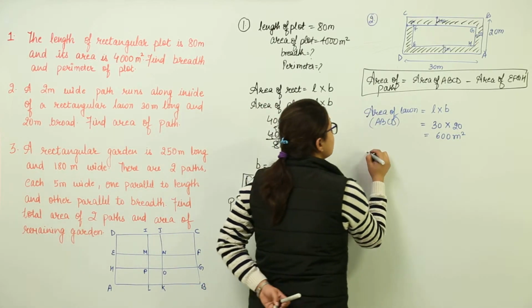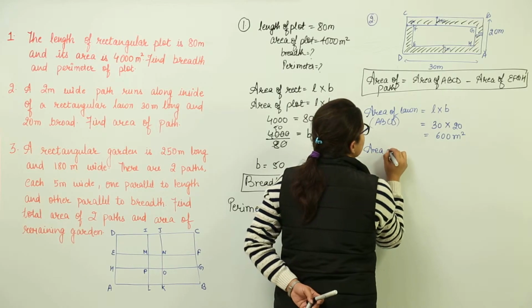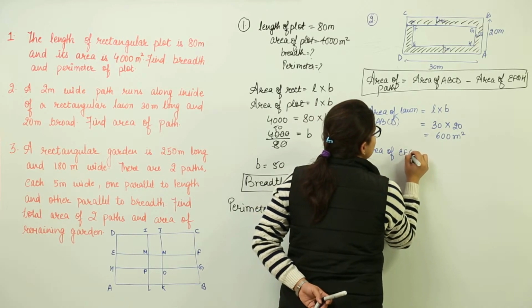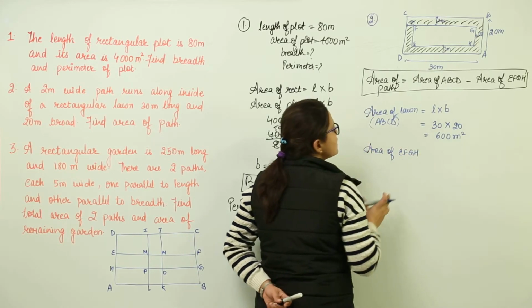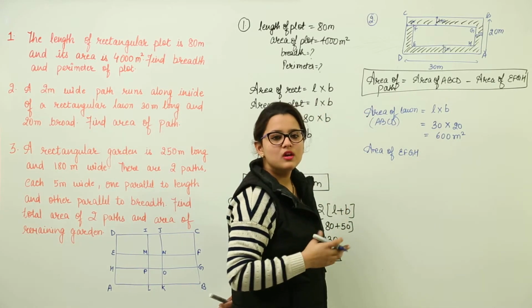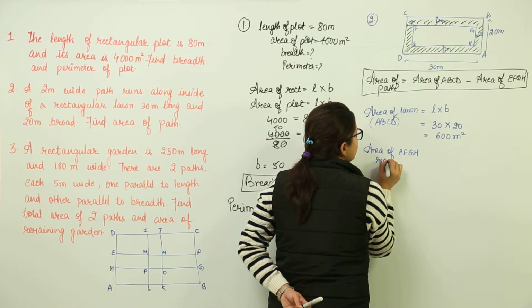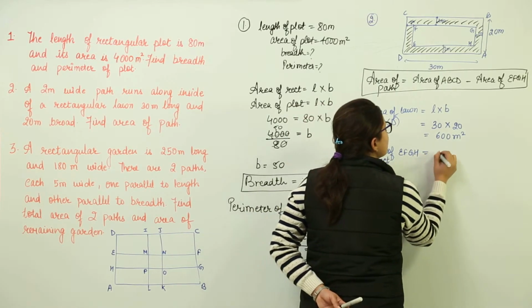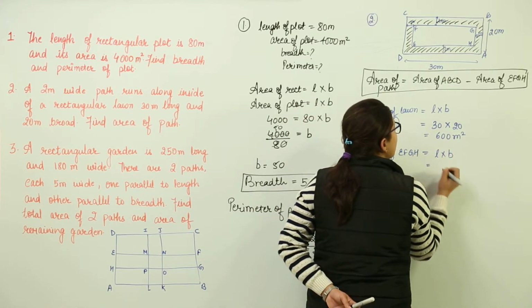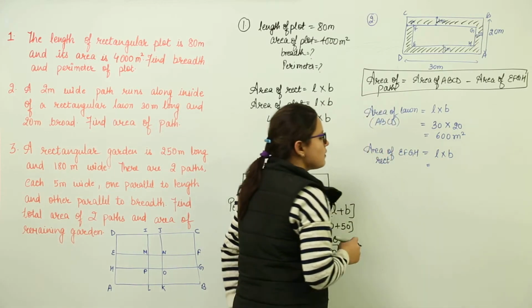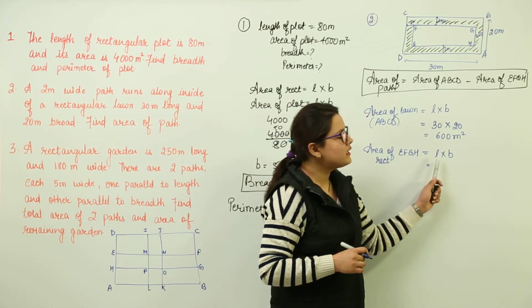Moving to the next one, we have area of EFGH. Because we do not have any such name given to that place, we can name it as rectangle, right? So you can write area of rectangle EFGH would also be equal to length into breadth. And now the twist comes: how will you find out the length and breadth?